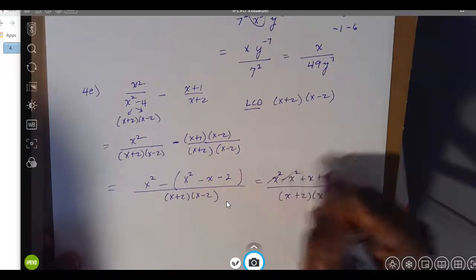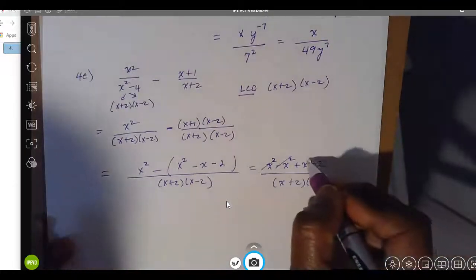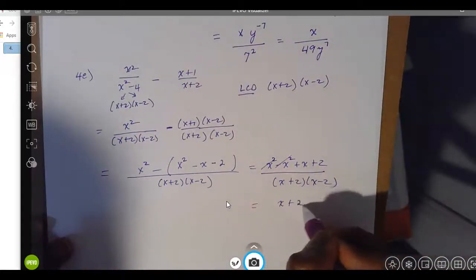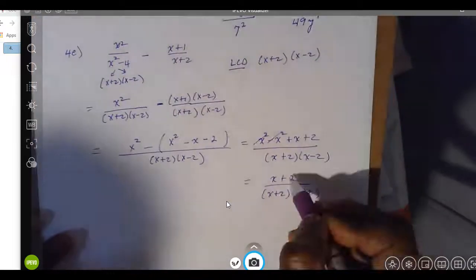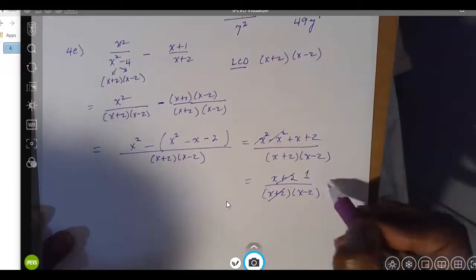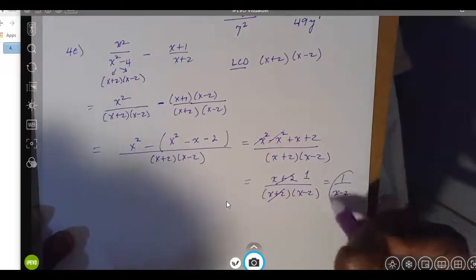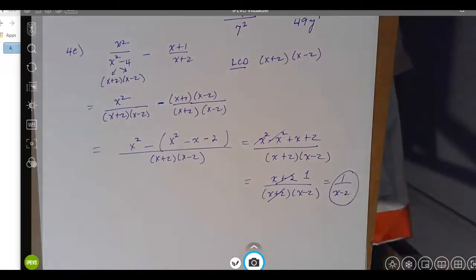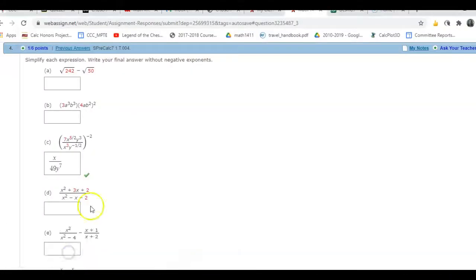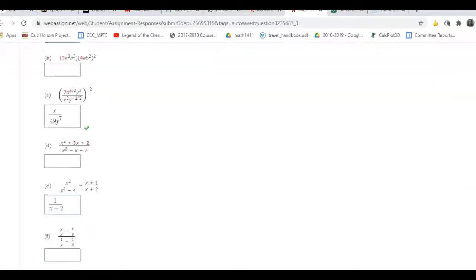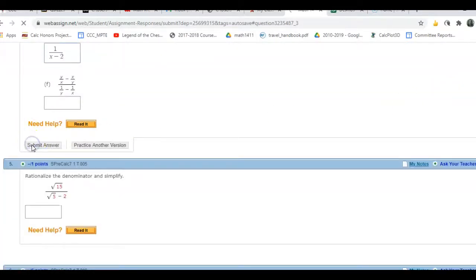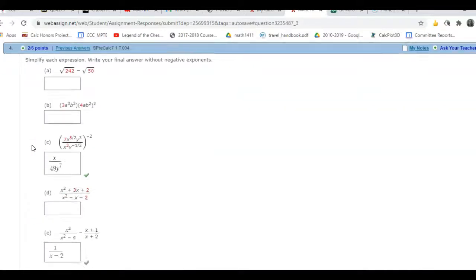The x squared minus x squared, that's just 0. And then you're left with x plus 2 on the top, divided by x plus 2 times x minus 2. So this is divided by itself. It leaves a 1 on the top, and it's 1 over x minus 2. All right, let's go enter this answer, see if we get it right. So 1 divided by x minus 2. Oops, 2. I forgot the 2 there. Let's check that answer. And then we have one more question to do. All right, that nice green check.